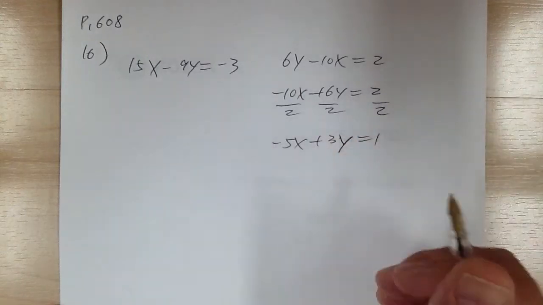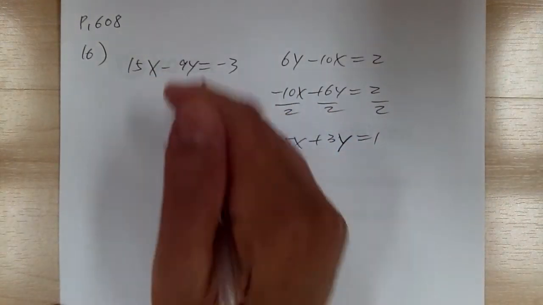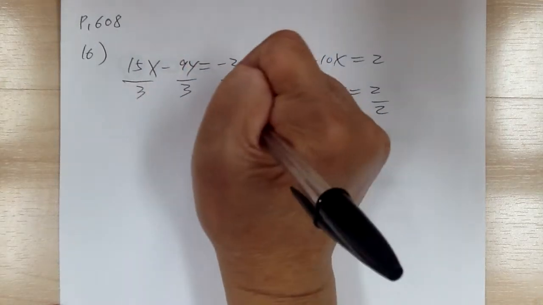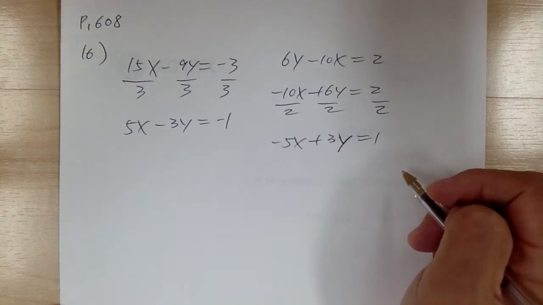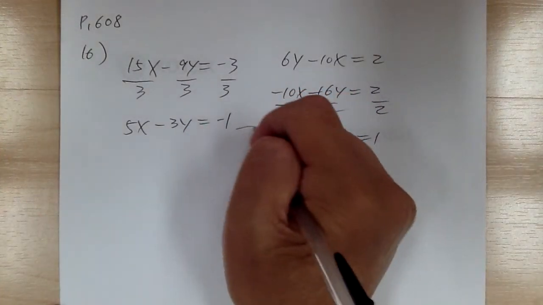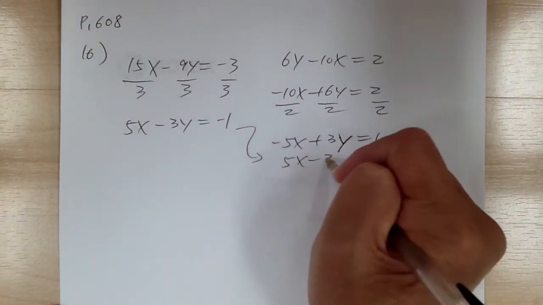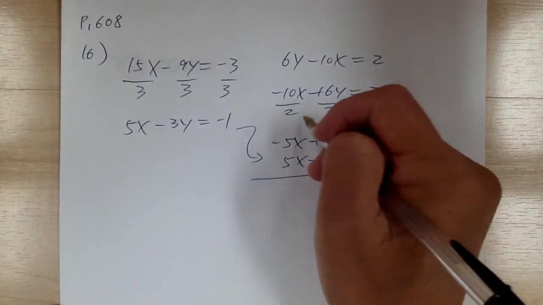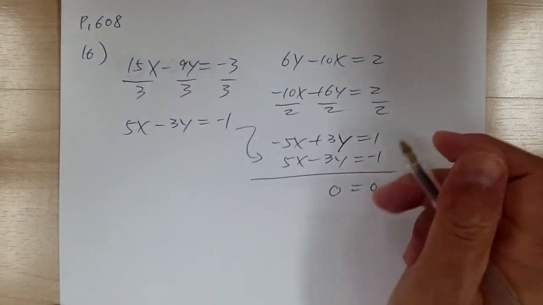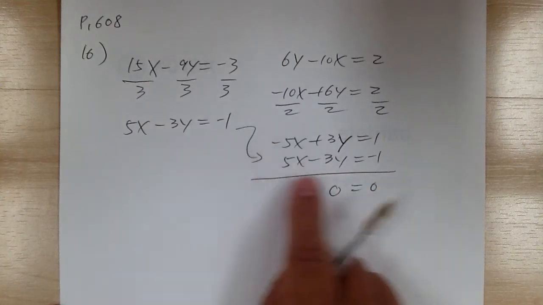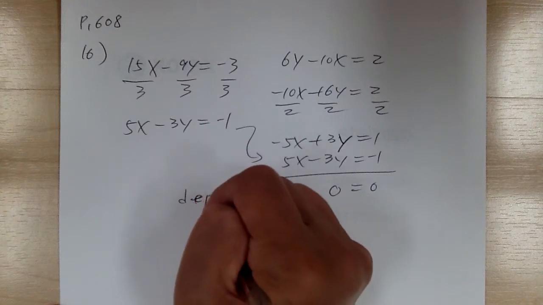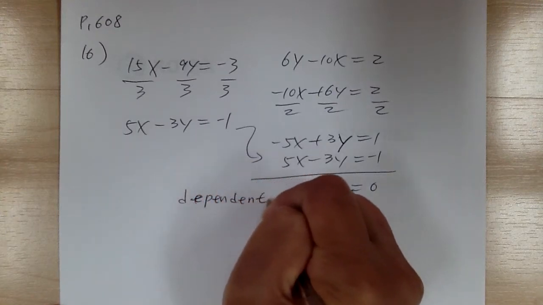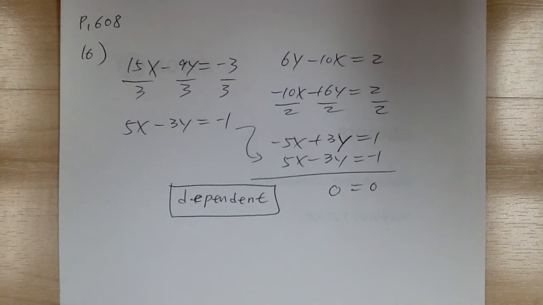Okay, so you can tidy up things a little bit. This one, again, all these are multiples of 3, so I'm going to divide by 3 to lower my number. So I get 5x minus 3y equal to negative 1. Now in this case, the x is already opposite, so I'm going to put this under here. So I get 5x minus 3y equal to negative 1. So when I add, I get 0 equal to 0. Okay, so this is true, but I'm not able to solve, but it's true, so this will be dependent. Okay, let's go to 17.